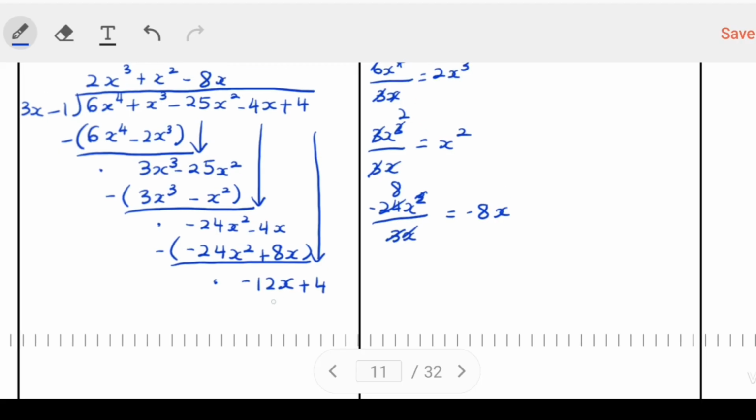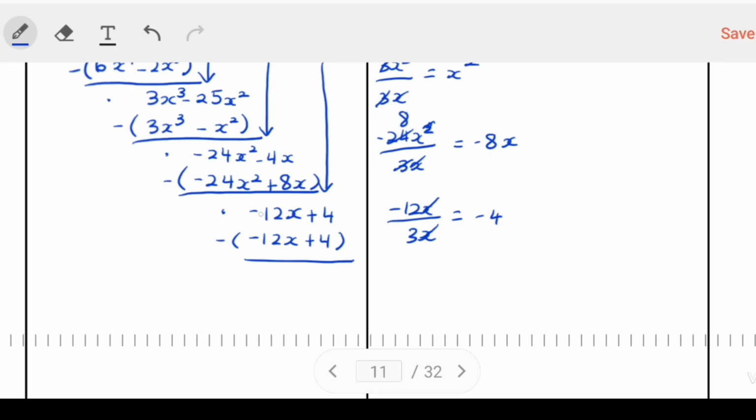So to get negative 12x divided by 3x, we're going to get negative 4. So we have to put negative 4 on top of the long division. Negative 4 times 3x, we're going to get negative 12x. Negative 4 times negative 1, we're going to get plus 4. So after we multiply, we subtract. Negative 12x minus 12x, we're going to get 0. Plus 4 minus 4, we're going to get 0.